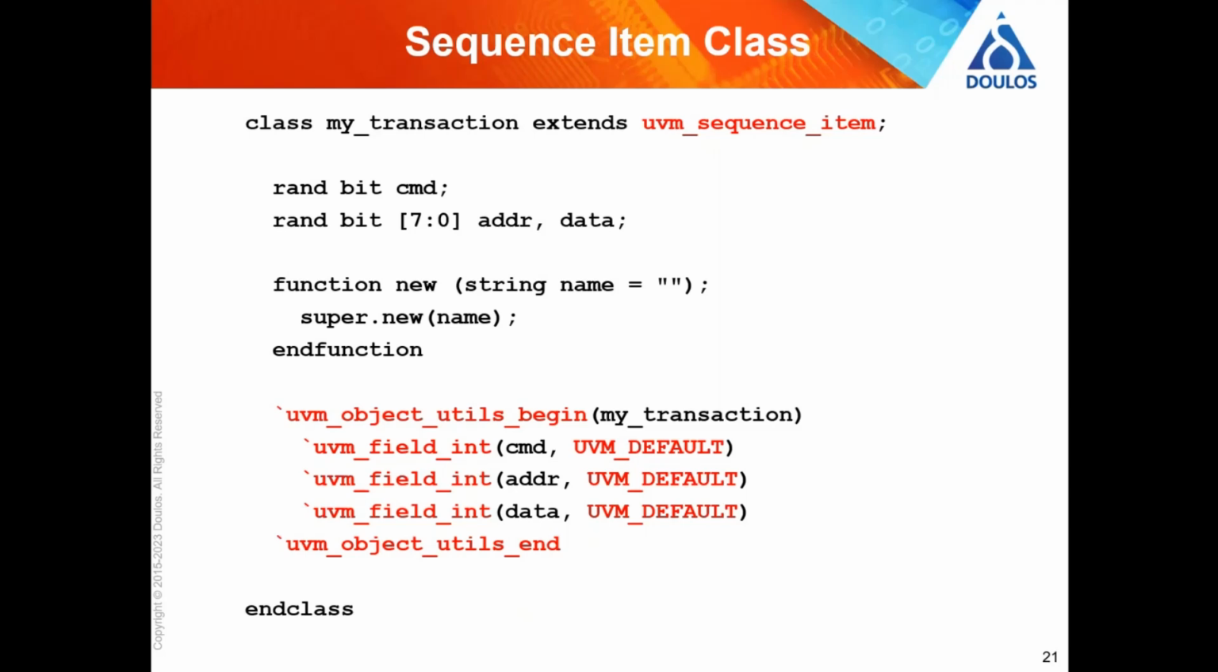It's doing stuff to do with the factory, so creating objects of this class, and it's also automatically generating what I call utility methods. So a copy method to copy one transaction to another, a compare method to compare 2 transactions, a print method, and 3 or 4 or 5 other methods as well, all written for you automatically.